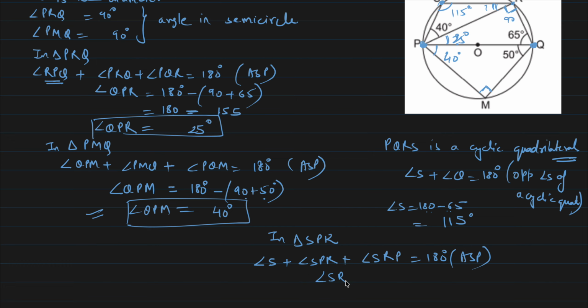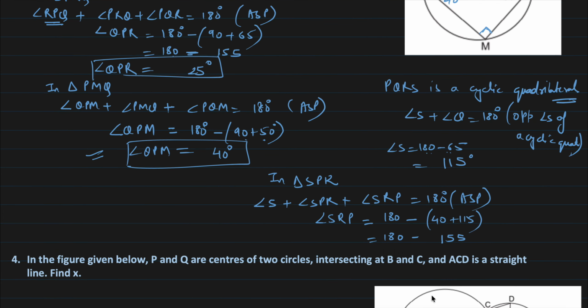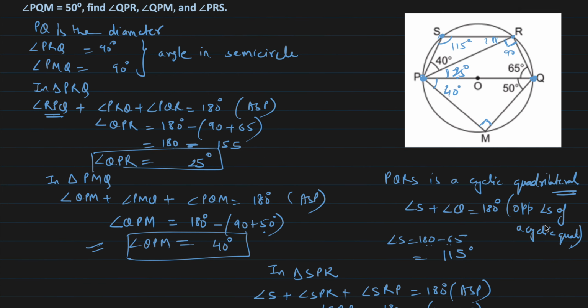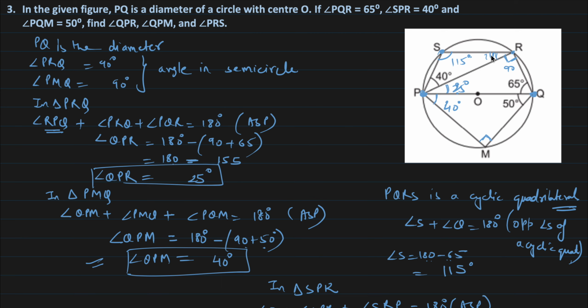So SRP we have to find out: 180 minus (40 plus 115). So how much is that? 155. So when you subtract it, you get 7 minus 5, 2. This is also 25 degrees. Yeah. So this also comes out to be 25 degrees. Okay, students. So I hope this is clear. We are done with the question.